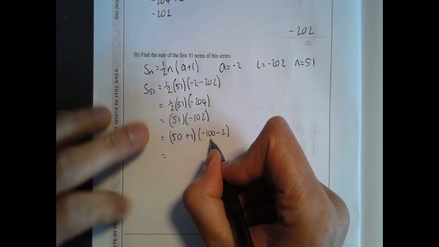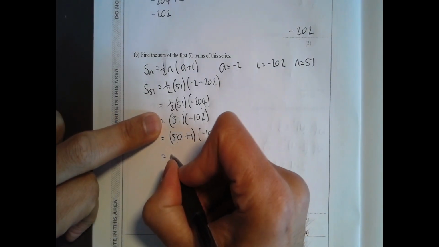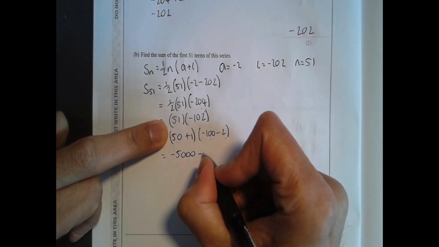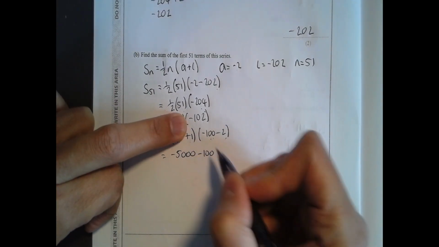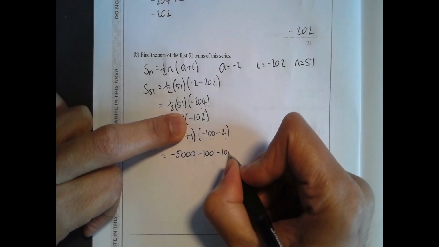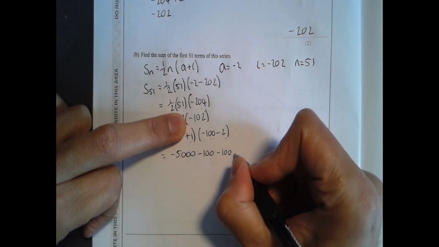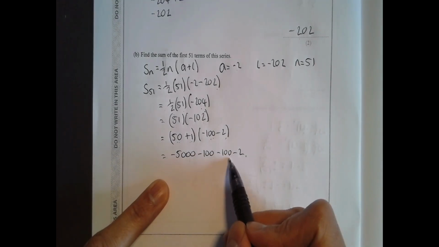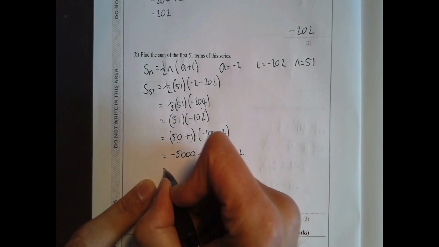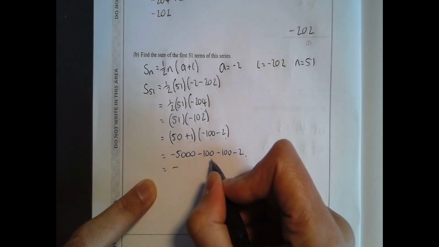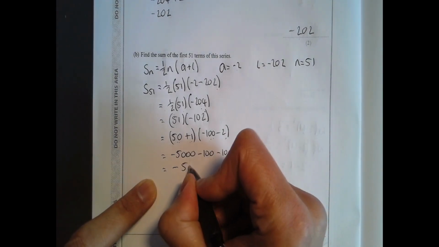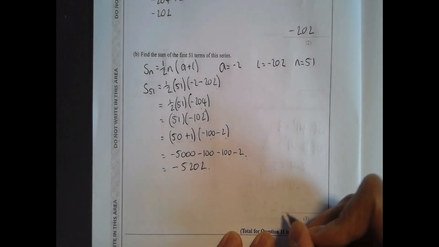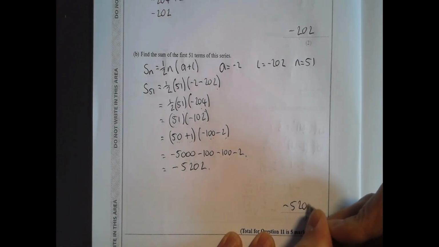So I've got 50 times -100, which is -5,000. 50 times -2, which is -100. 1 times -100, which is -100. And 1 times -2, which is -2. So that gives me -5,000, take away 100, take away 100, take away 2, which is -5,202. Okay, so my answer for that is going to be negative 5,202.